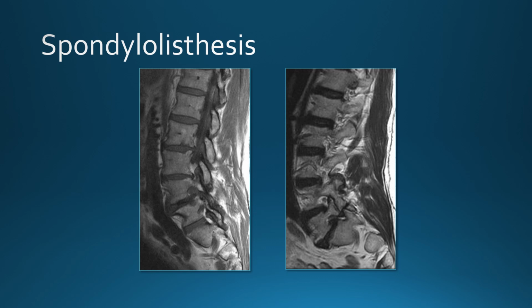Spondylolisthesis can be degenerative, secondary to facet osteoarthritis, as in the case on the left, or it can be secondary to pars defect, which we would call isthmic spondylolisthesis. Remember, the degenerative spondylolisthesis causes central canal stenosis. The isthmic spondylolisthesis causes foraminal stenosis, but no central canal stenosis.